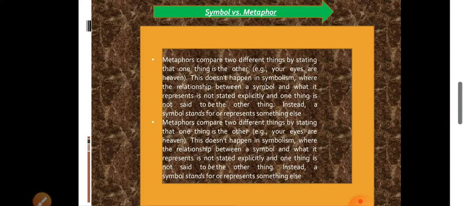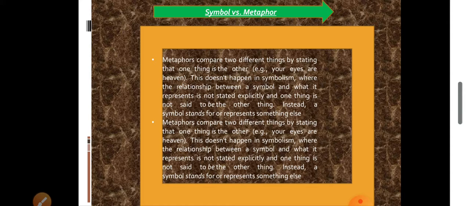Now, symbols and metaphors. As in the beginning of the video, I mentioned that symbols can be metaphors, similes, conceits, allegories. So what is the difference, and how will we distinguish or identify symbols and metaphors from each other? Metaphors compare two different things by stating that one thing is the other. For example, your eyes are heaven. Eyes are compared to heaven.